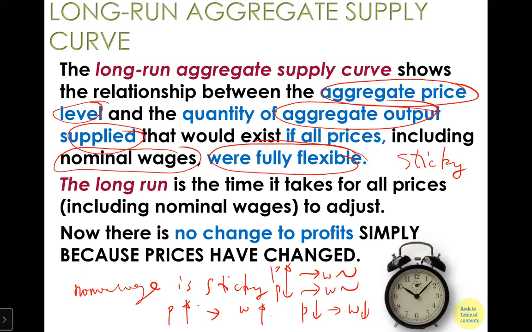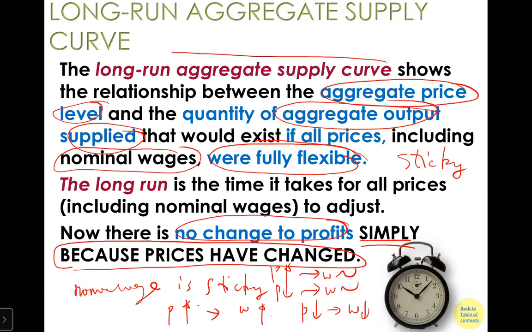To summarize, there's no change to profit simply because price has changed, as I showed you earlier through the algebra and a simple numerical example. Now, over the long run, there are two questions. Number one, what does the long-run aggregate supply curve look like? And secondly, what determines the aggregate supply's position in the diagram? First, let me show you the diagram.